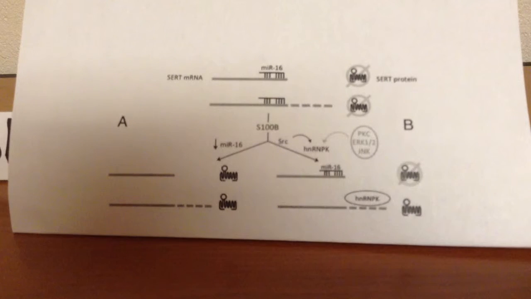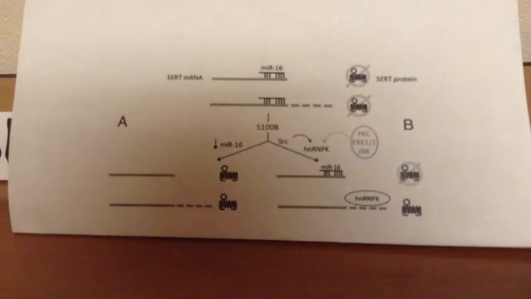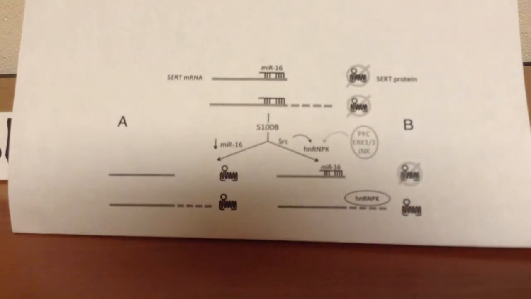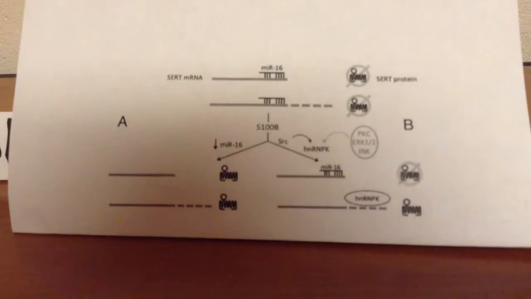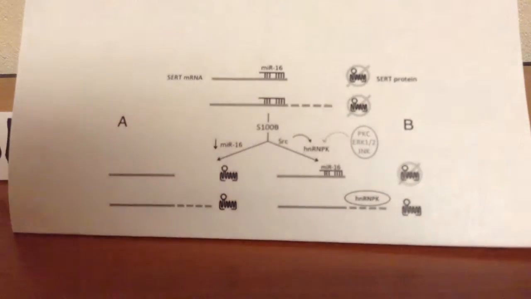The other way to upregulate SERT expression is increasing the activity of a type of kinase, the Src family kinase. This is a mediator of A10. This way, A10 is now able to bind to the longer mRNA of SERT. What A10 does is simply displace miR16.